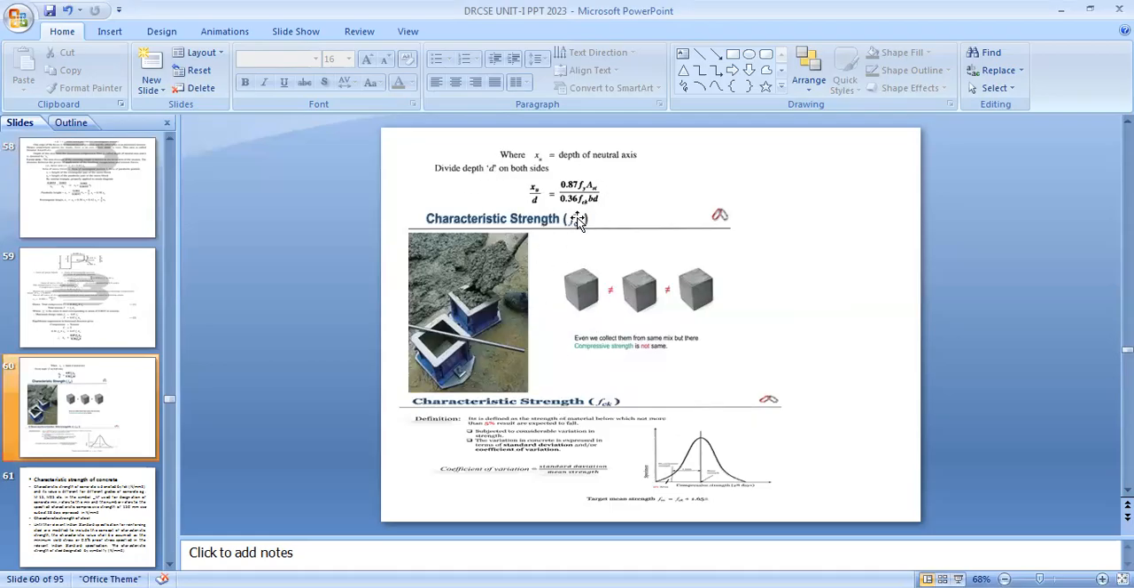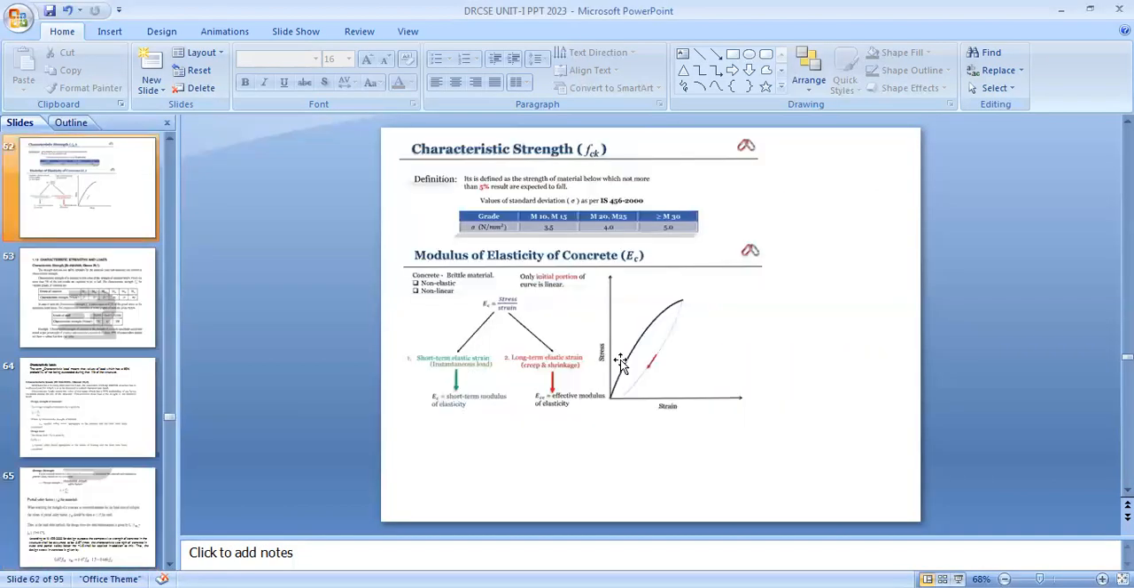Characteristic strength is the formula we use to design the structure using the limit state method, to find out the strength of material. Then only 5% we are expecting that the structure will change, not more than 5%.